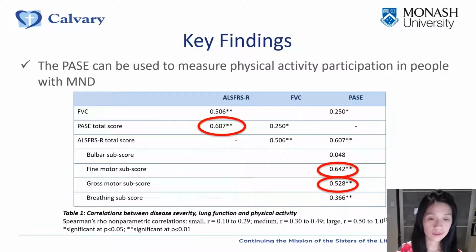And the last thing I wanted to point out on this page is the correlation between PASE and FVC. We see here that it is significant, but it's relatively small compared to the other outcome measures that we looked at. This suggests that perhaps respiratory function is not an important factor in voluntary physical activity participation in this population.